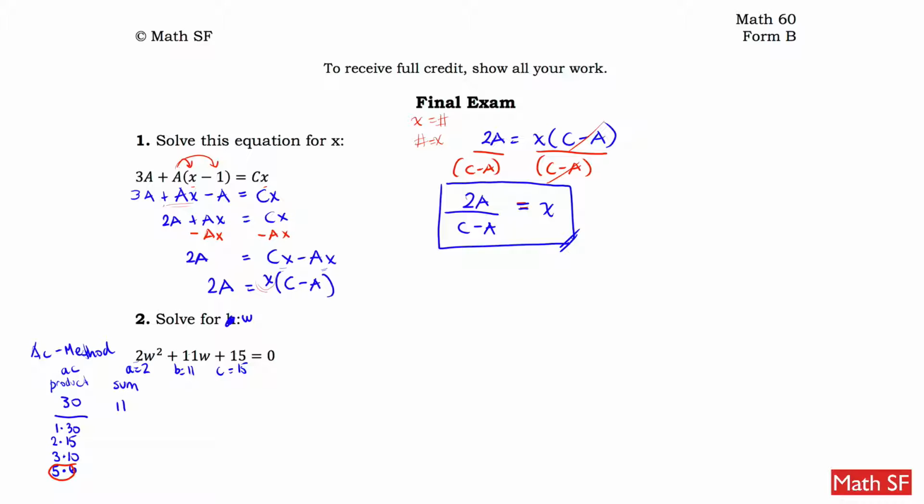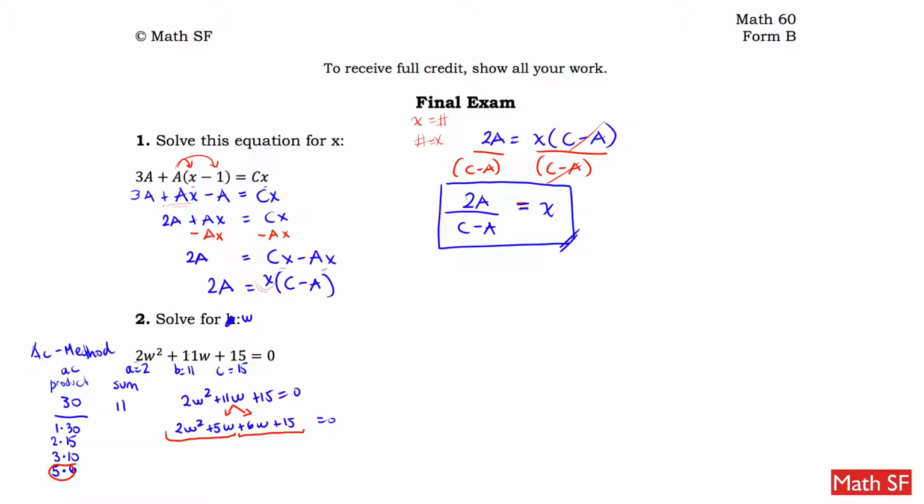So what we're going to do, the AC method tells you, okay, you have those two numbers, right? So let me copy the problem again. You're going to split this 11 into those two numbers that you found. So 2W² plus 5W plus 6W plus 15. Now it's still equal to 0. But let's factor this by grouping now. We're going to group this, and you're going to group this.